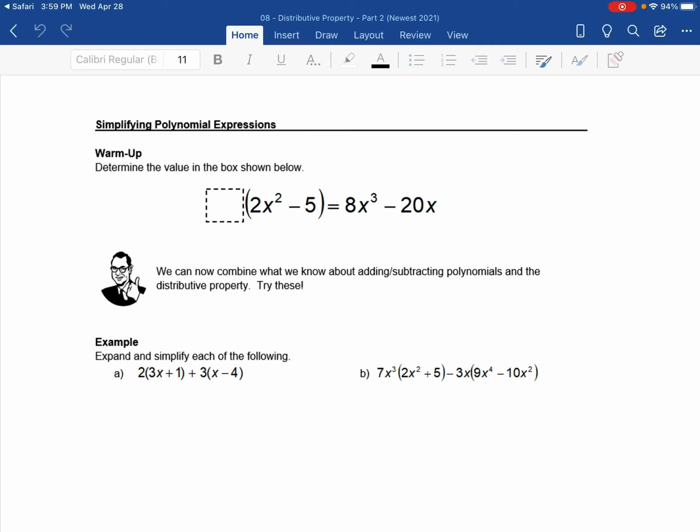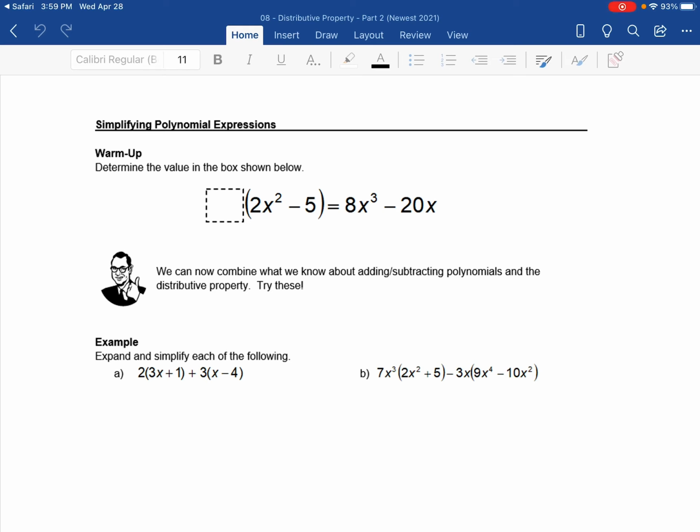Distributive property part 2. And actually this has a different title once we get inside the lesson, called Simplifying Polynomial Expressions. But it really just is an extension of distributive property part 2 and combining it with stuff we've already seen. So you'll see that there's nothing really new here, just a practice and some bigger situations, I suppose. It starts with a warm-up.